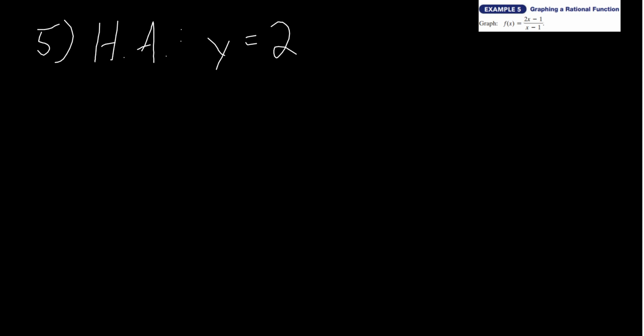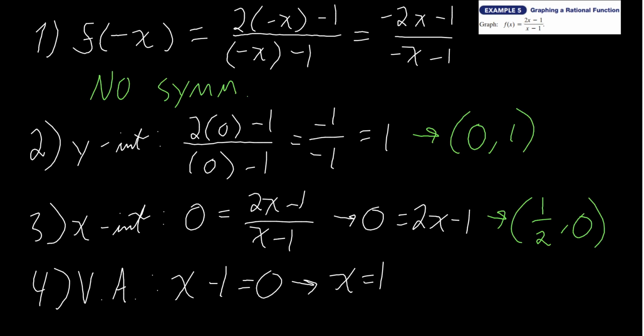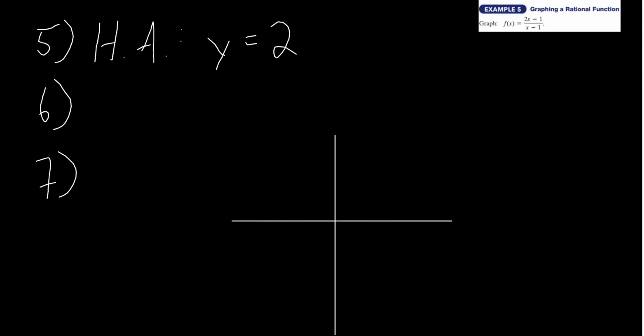Next up, step 6 is plotting points, but let's just jump to step 7 for right now. Let's draw the graph here. I'm probably just going to snip the points, but I want to jump straight to the graph real fast. First of all, we had no symmetry, no big deal. We had a y-intercept at (0, 1), right here.